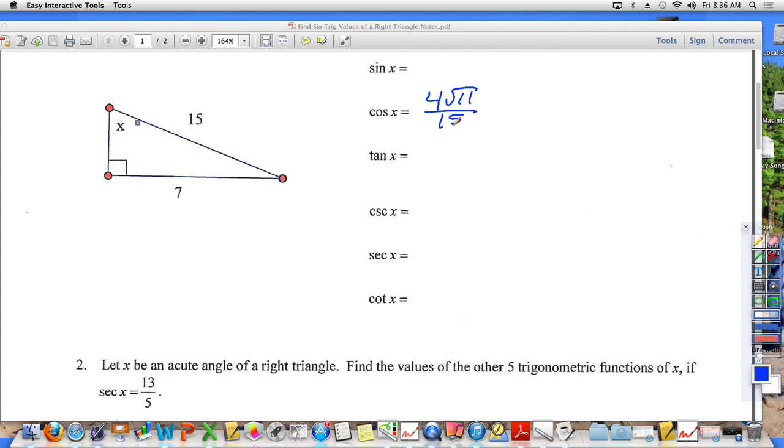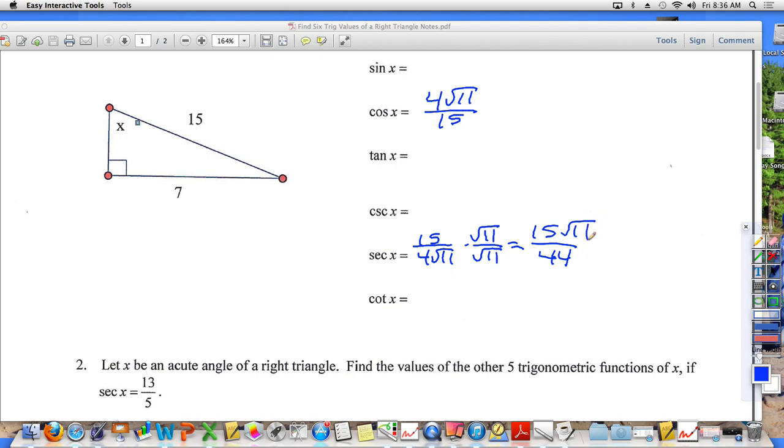So the secant is going to be 15 divided by 4 radical 11. Nope. Gotta get rid of that crazy radical symbol on the bottom, so I multiply both the top and the bottom by the square root of 11. So quickly, what am I gonna have on the bottom? 44. Very nice. And then on the top, I'm gonna have 15 radical 11.